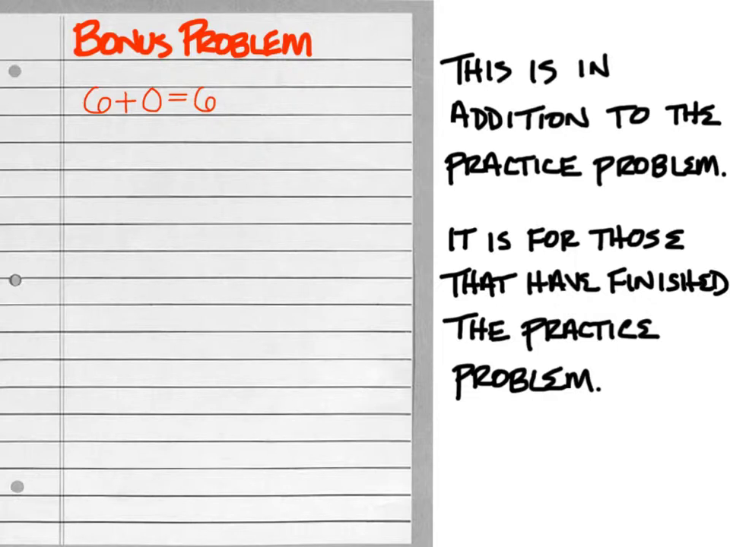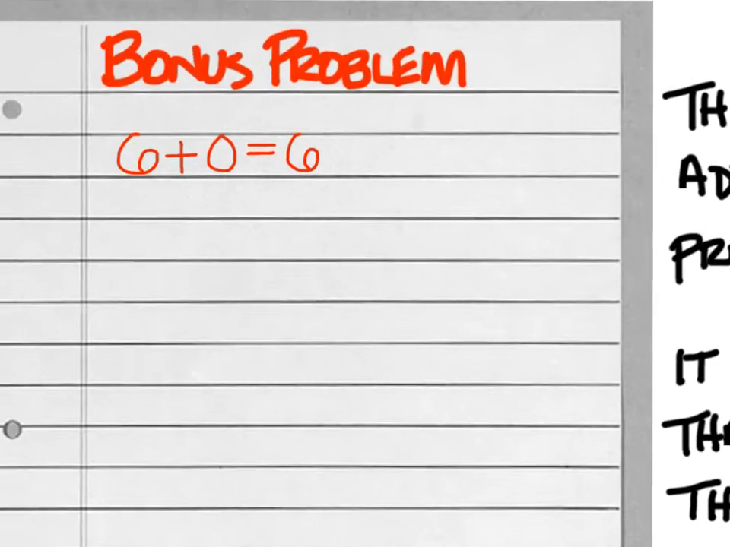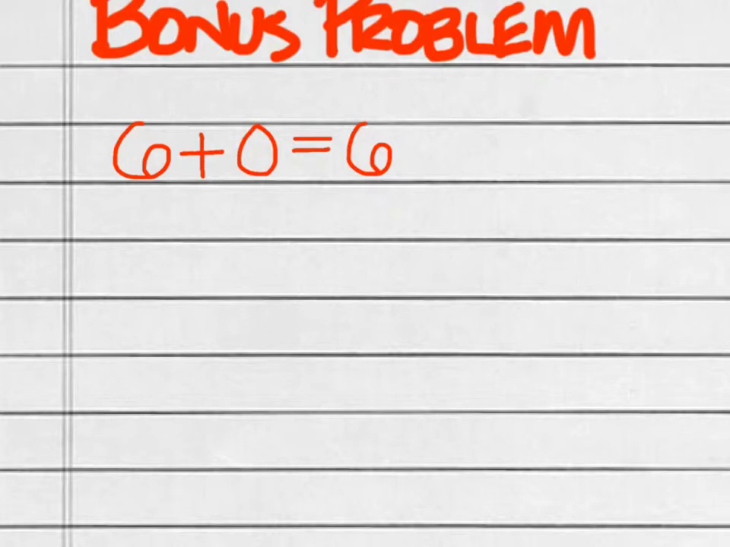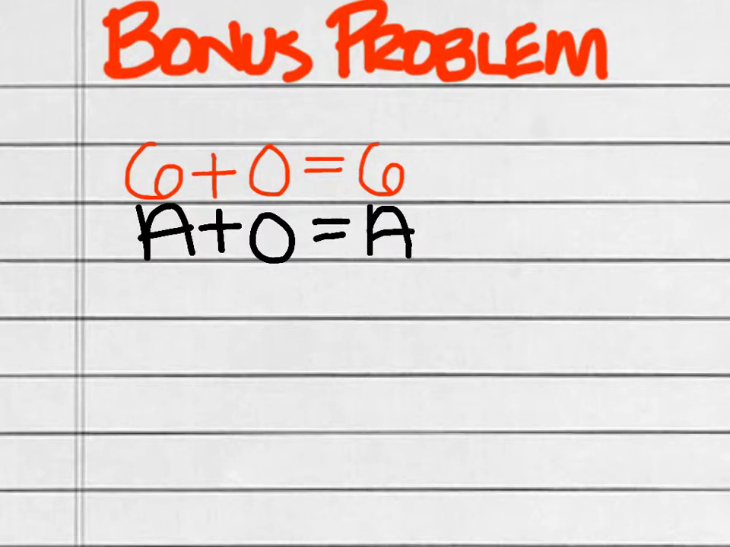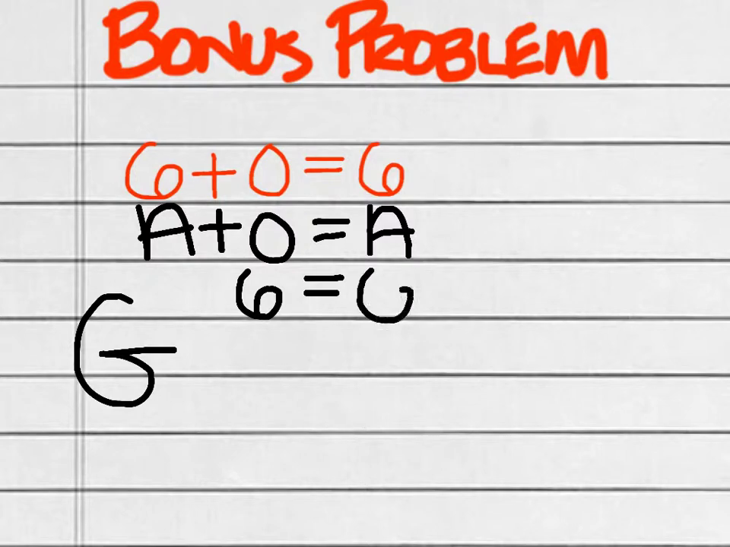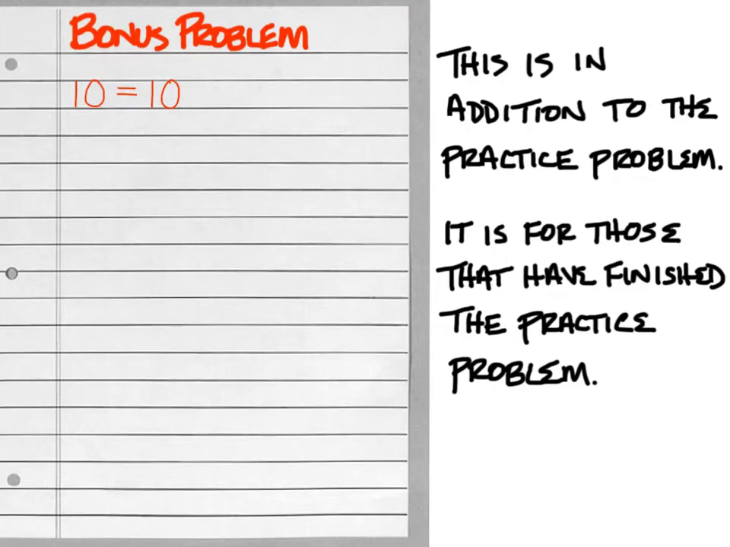This one. Just look at our properties. It's the identity property of addition, which is just A plus 0. Anytime you add 0 to a number, it's just going to give you the same number. That should be letter G. So 6 plus 0 will be 6 is equal to 6.